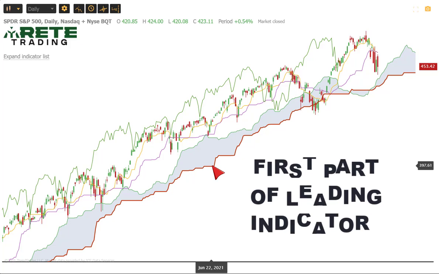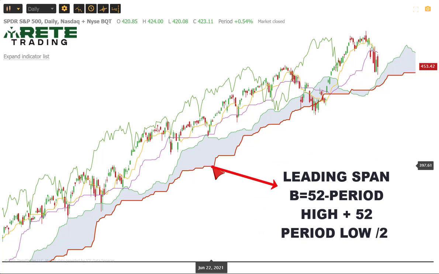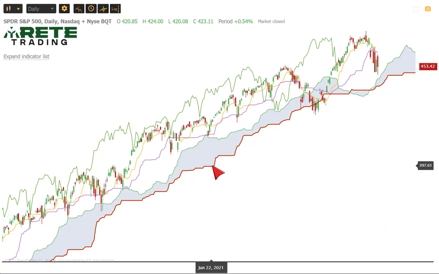The red line, Senkou Span B, leading Span B, is 52 days high-low divided by 2. Add 26 days to it, and you can see how that comes out as well.